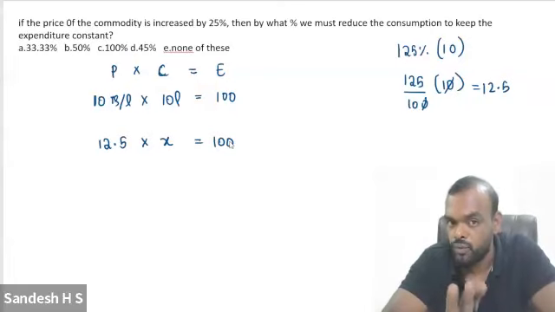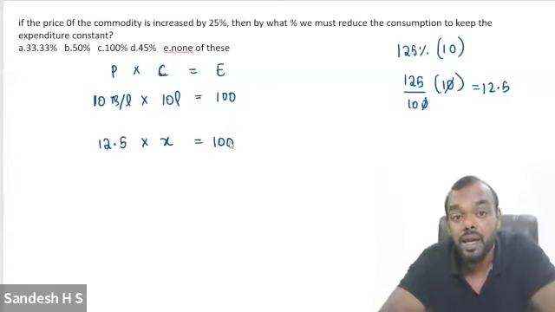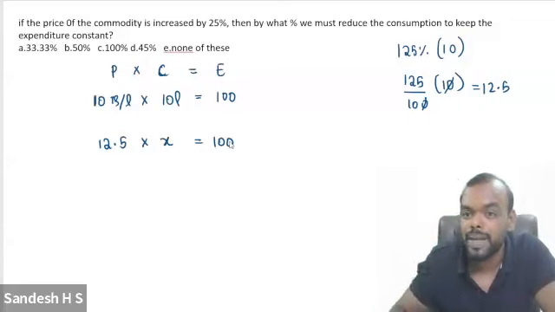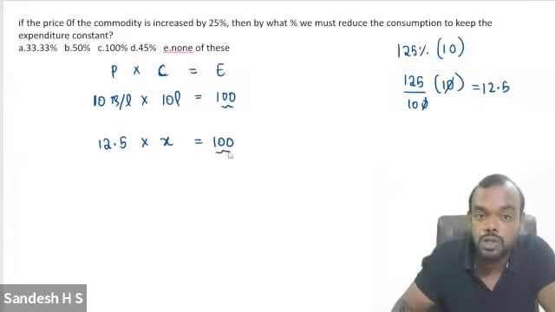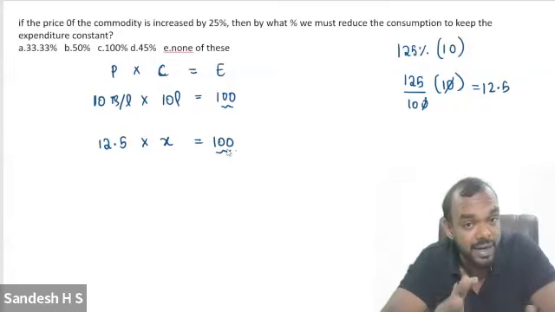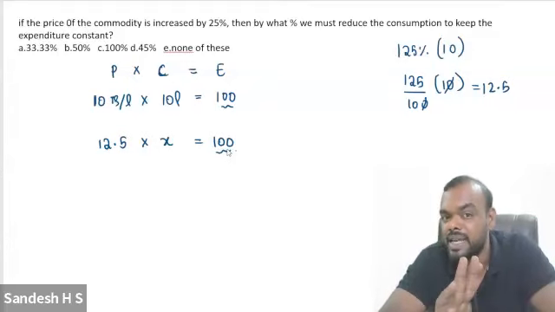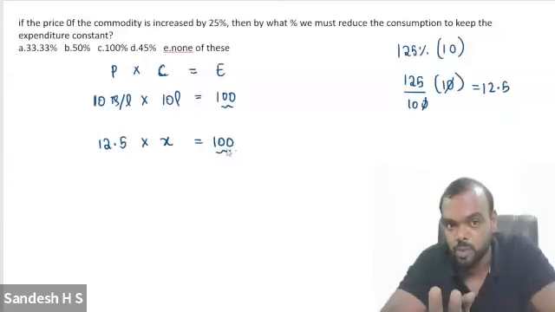Am I clear with this so far? Price increased by 25% means the new price becomes 12.5. I don't know the new consumption, so let us consider it as X. Earlier we used to consume 10 liters, but now we have to reduce the consumption. Why? We can't increase the expenditure here. Expenditure should remain constant. Originally it was 100, now also it has to be 100. Don't worry, I'll give you another method for this, but first you have to understand what is happening inside. So the new price is 12.5. I don't know the new consumption, but the expenditure is the same, 100. Am I clear? Monica, did you understand this point?